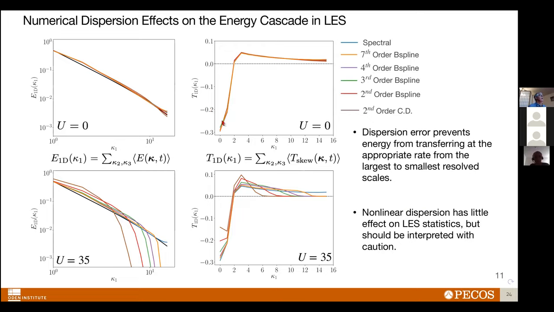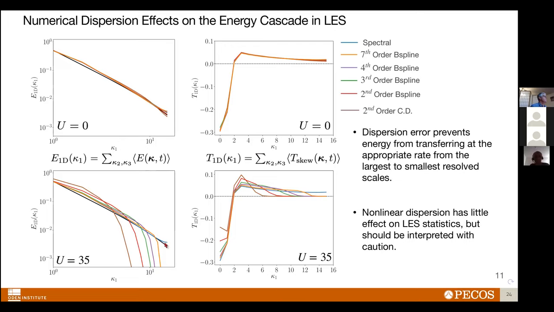Right. So I have transfer of energy from the large scales into the small scales, and that transfer goes right down to the cutoff wave number. So actually a quite nice model. Everything is beautiful. And we know that this is easy to do in isotropic turbulence. However, if I set u in these units equal to 35, I get this.